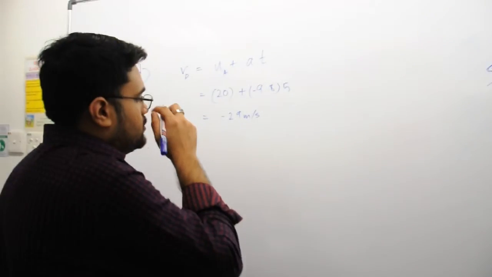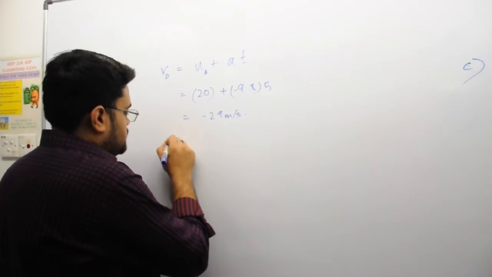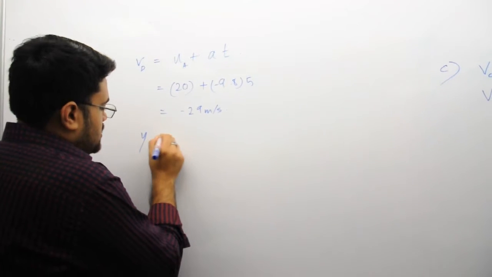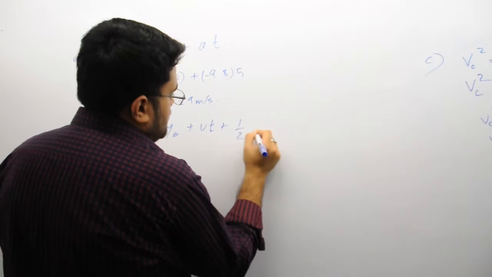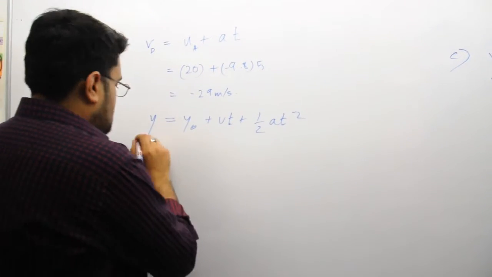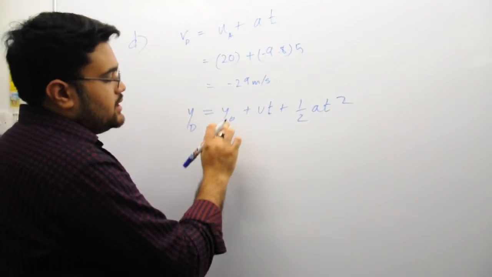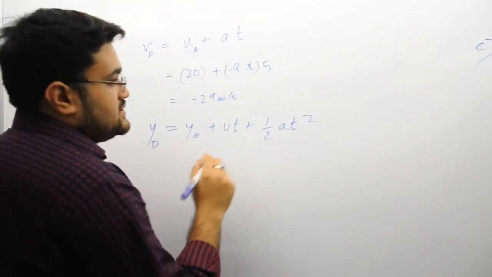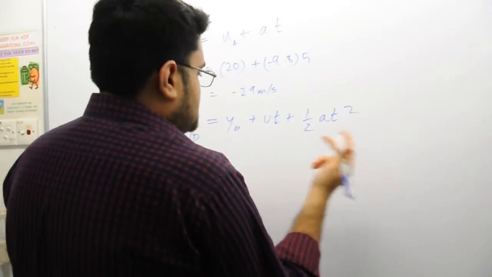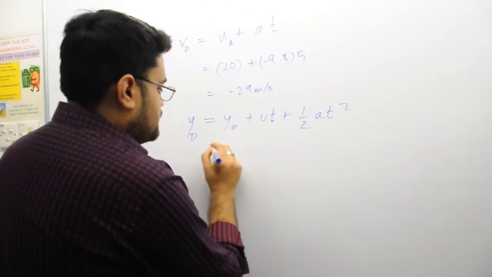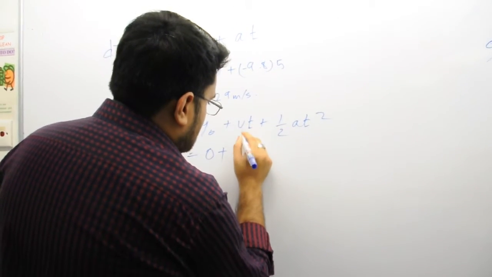Another sub question was to find the distance of the stone after 5 seconds. So we will be using the same equation here: Y equals Y0 plus UT plus half AT squared. Here Y will be the distance after 5 seconds, that means at point D. Here Y0 will be 0 since it's the initial point from where the stone was thrown, and U is the initial velocity as we have used here. So we just plug in the values and let's find out the final result.